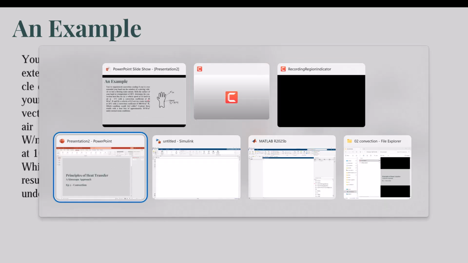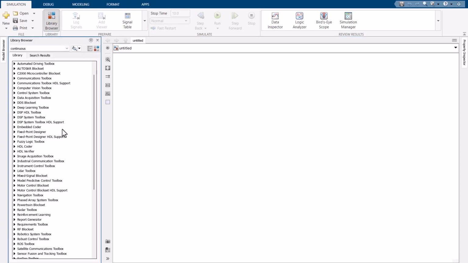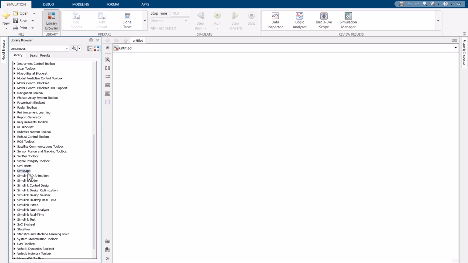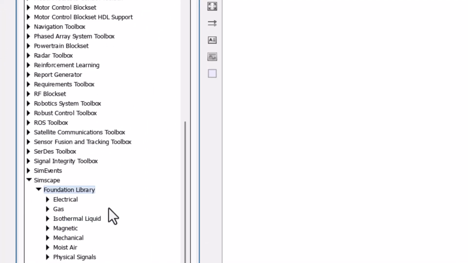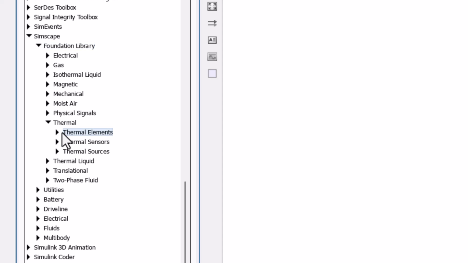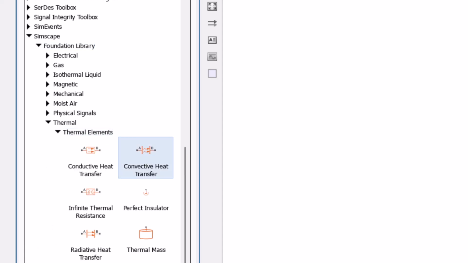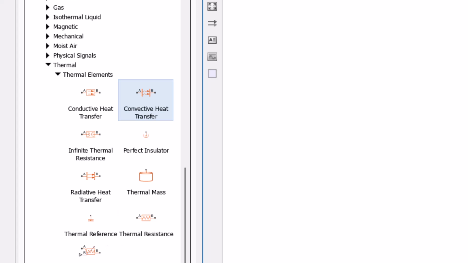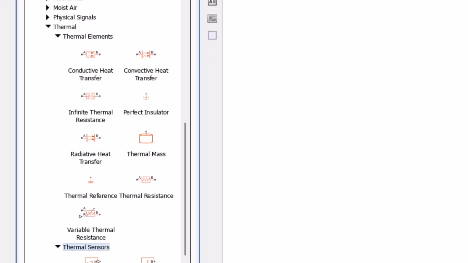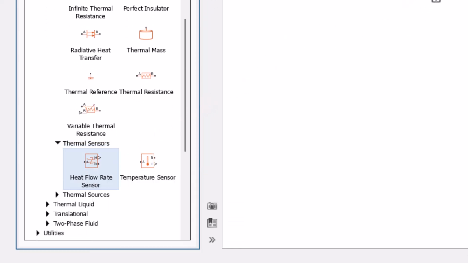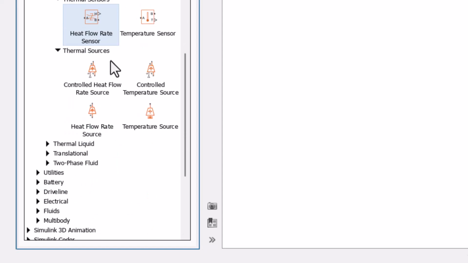We know H. So I go to Simulink, I go to library browser, and I find Simscape. Then under a foundation library, I go thermal elements, and I find convective heat transfer. Also, I need a thermal sensor, I need a flow rate sensor, and from these thermal sources, I need two temperature sources. So one of them is going to be your hand, and the other one is going to be the air outside.